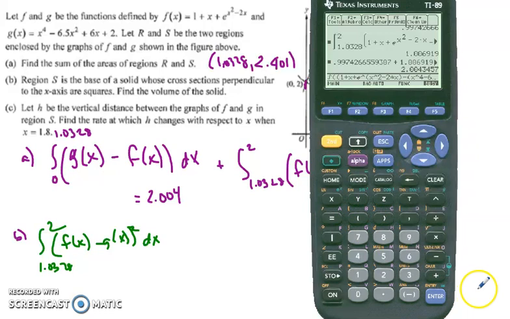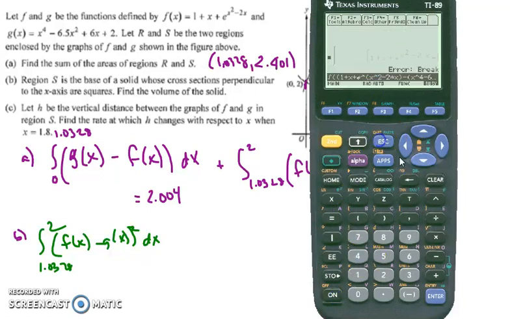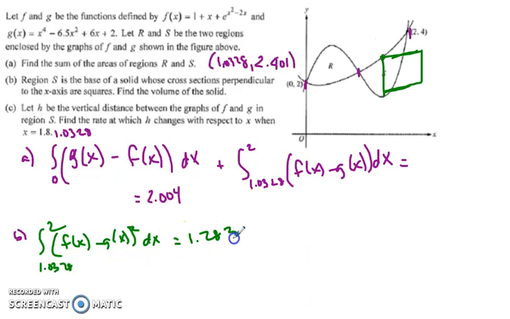Let's hit enter. I think I did it right. Let's just make sure here. The calculator's going to think for a second. Oops, I didn't mean to hit escape. Now I've got to go again. And once that calculator finishes thinking, we find that the answer is 1.283.